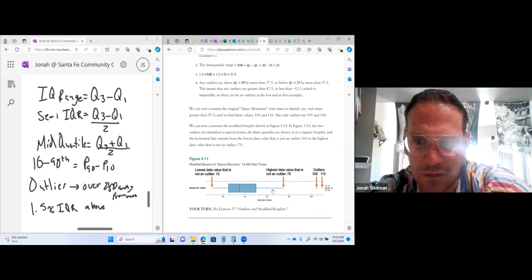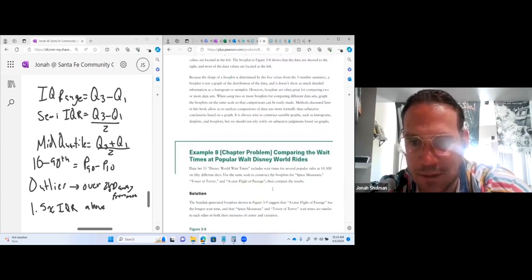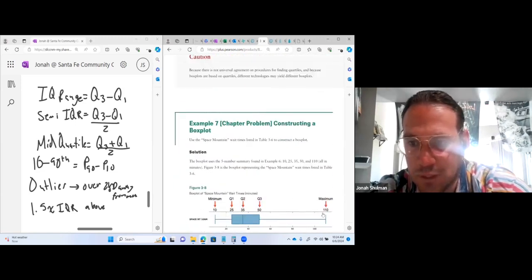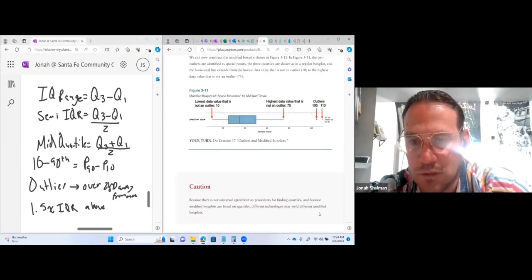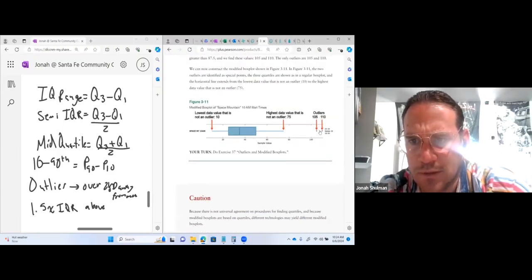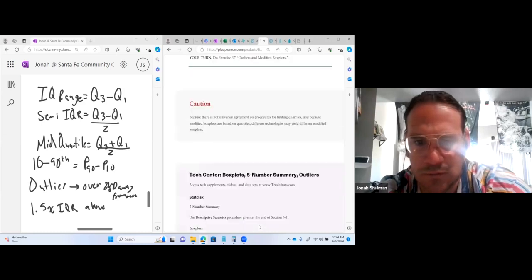I knew it because I knew this box plot looked like it had an outlier in it. It looked really weird. It looked too far away. And in actuality, in this one, there were two outliers. Cool. Lowest data value, that is not an outlier. Highest data value, that's not an outlier. And then we've got our two outliers.